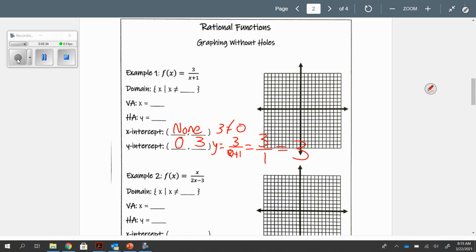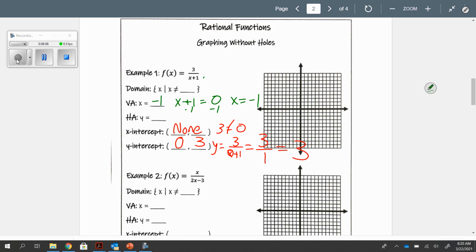Now, we're going to switch gears a little bit. We're going to look for the vertical asymptote. And as it says, to find the vertical asymptote, set the denominator equal to 0. So the denominator, which is down here, x plus 1, equals 0. So let's just solve for x. Get x by itself, minus 1, x equals negative 1. So our vertical asymptote is x equals negative 1.